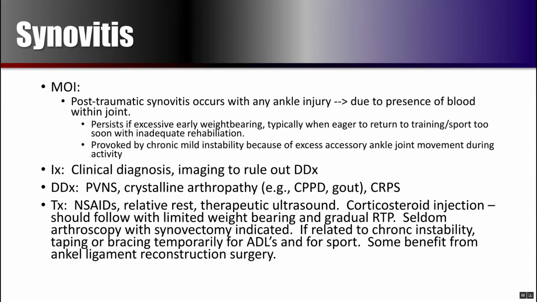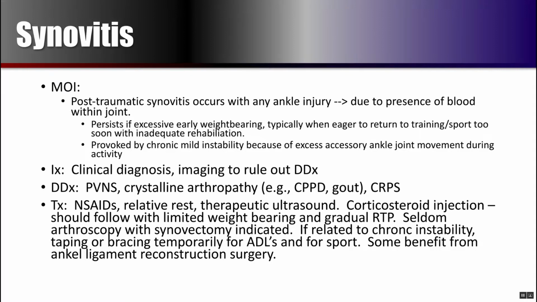Post-traumatic synovitis occurs with any ankle injury, and it's due to the presence of blood within the joint causing a reactive synovitis or inflammation of the ankle joint lining. It persists if excessive early weight bearing occurs, typically when the patient is eager to return to training or sport too soon with inadequate rehabilitation. It's provoked by the chronic mild instability around the ankle because of accessory ankle joint movement during activity.